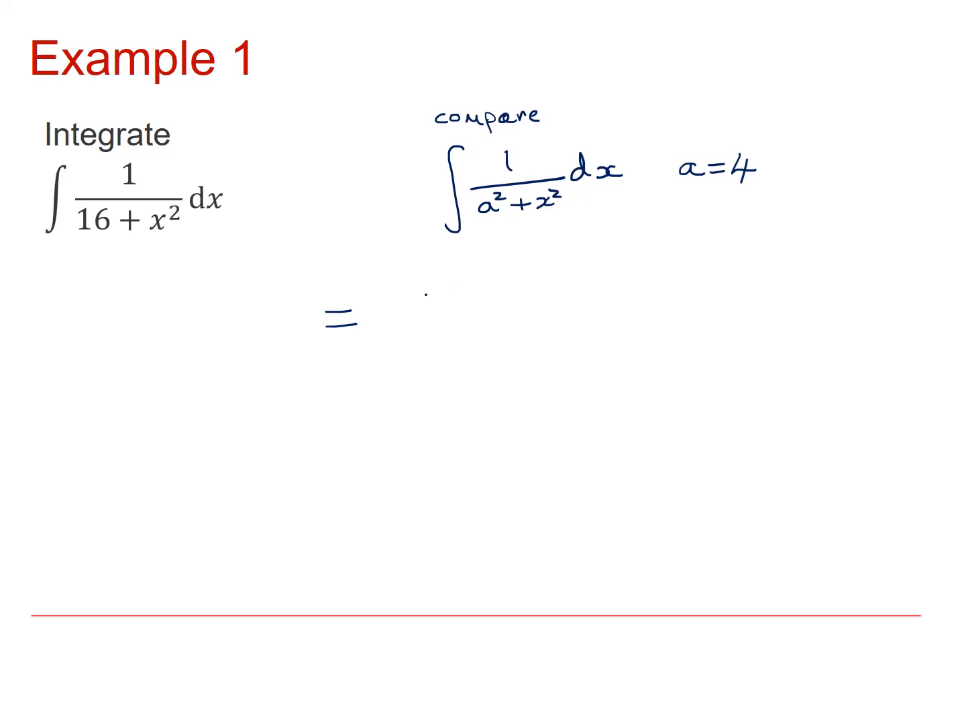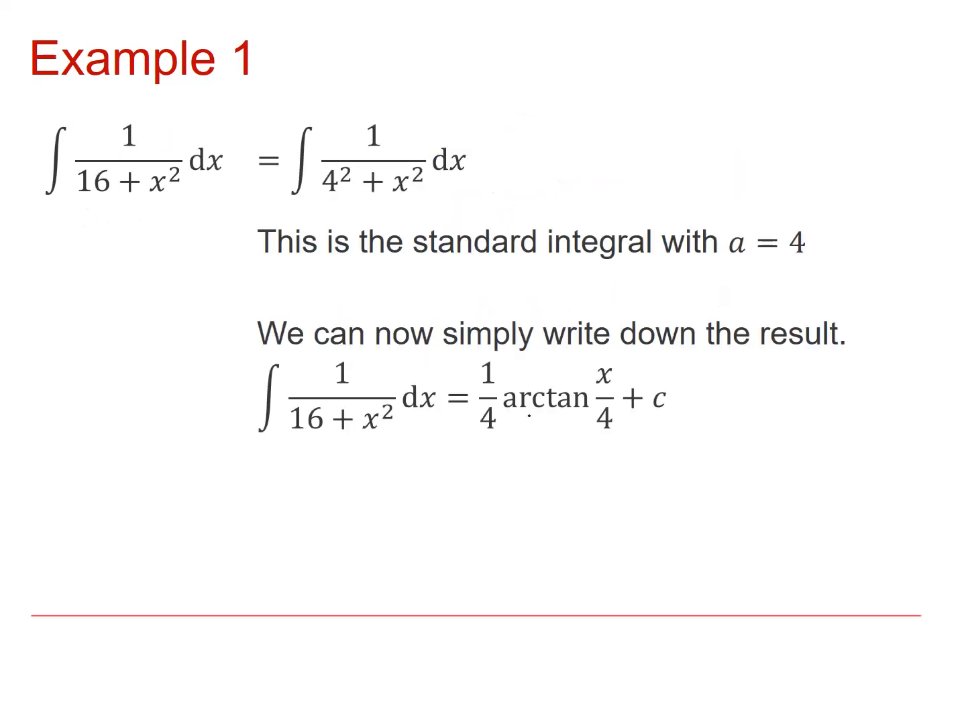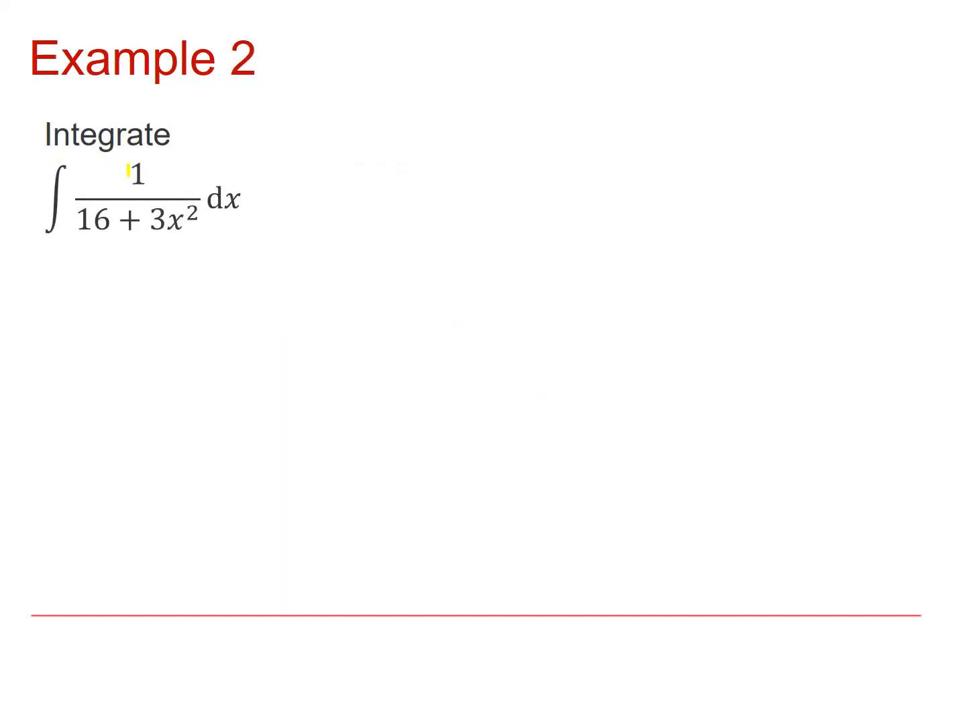The result of this integral is 1 over a, so in this case that's 1 over 4, inverse tangent, so arctan of x over a, so x over 4, plus my constant of integration. And again, typed up so you can read it easily. So how about this one?